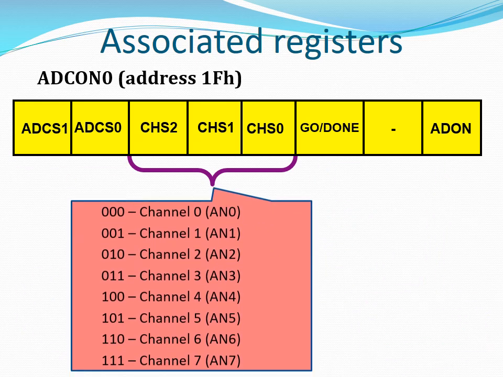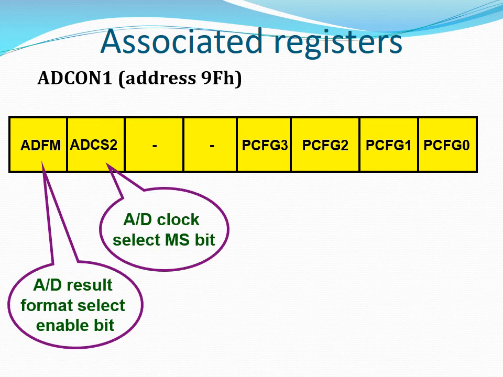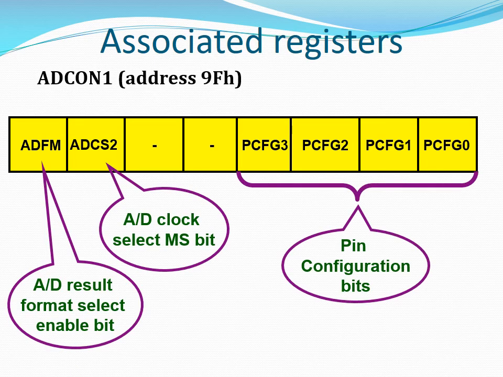These are the bit combinations for the bits CHS2 through to CHS0 that are used to select the channel that is currently being converted. ADCON 1 contains more bits to control the operation of the ADC. ADFM is the bit that is used to select the format of the result. That is, it selects between right justified format and left justified format.